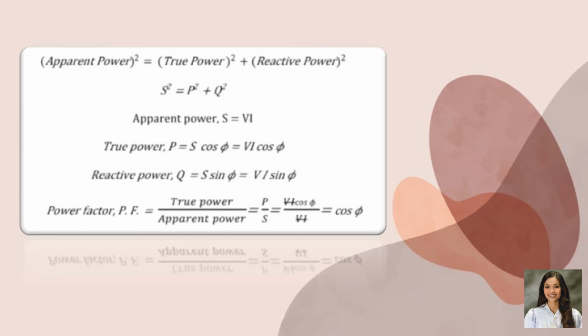For solving the apparent power, we have S = VI. For solving the true power, we have P = S cos theta = VI cos theta. For solving the reactive power, Q = S sin theta = VI sin theta. And for solving for the power factor PF, we have PF = true power over apparent power, or P over S, equals cos theta.